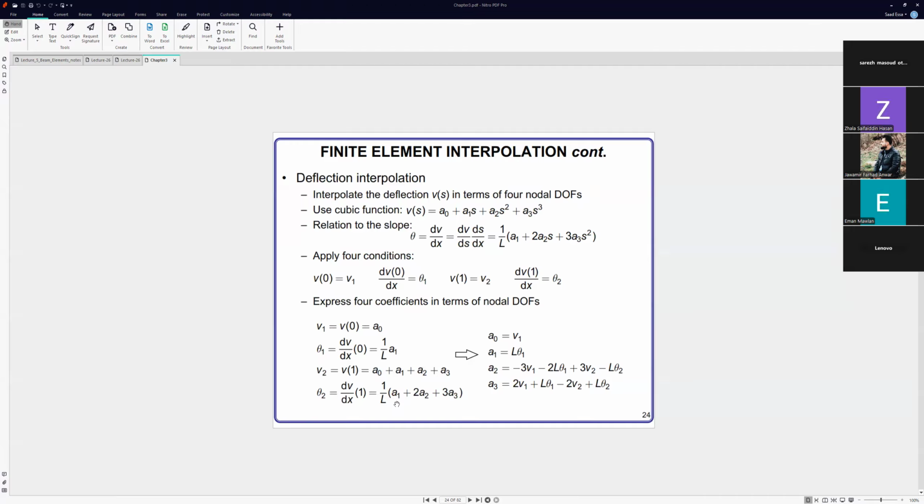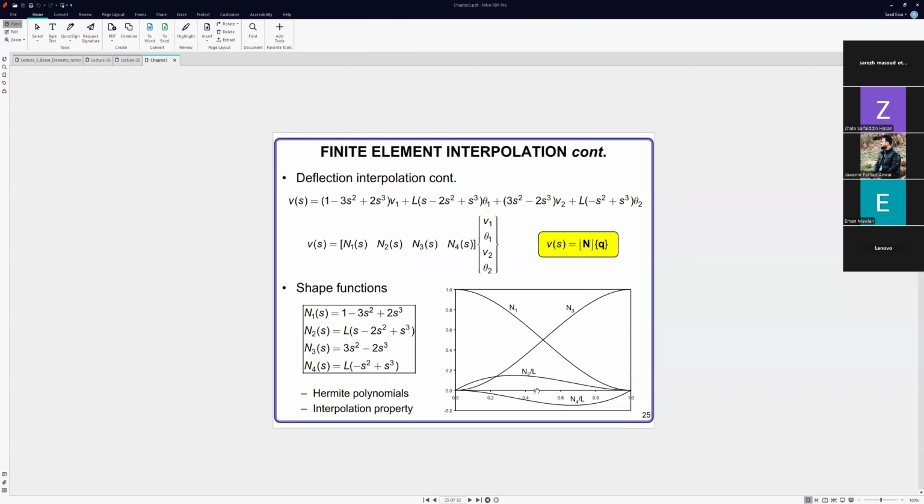So this is important. V1 is equal to a naught, and a1 is equal to L theta 1. Now a2: substituting a naught and a1, we get a2 is equal to minus 3 V1 minus 2 L theta 1 plus 3 V2 minus L theta 2, and also you can find a3. So this is the continuous deflection interpolation.